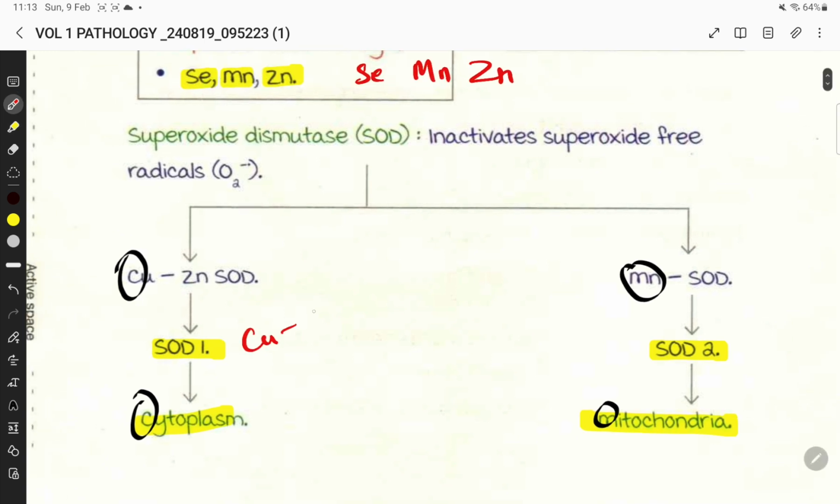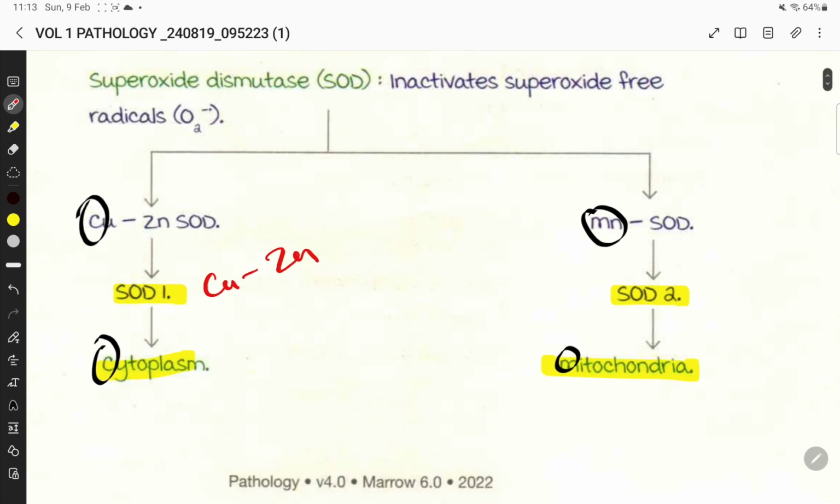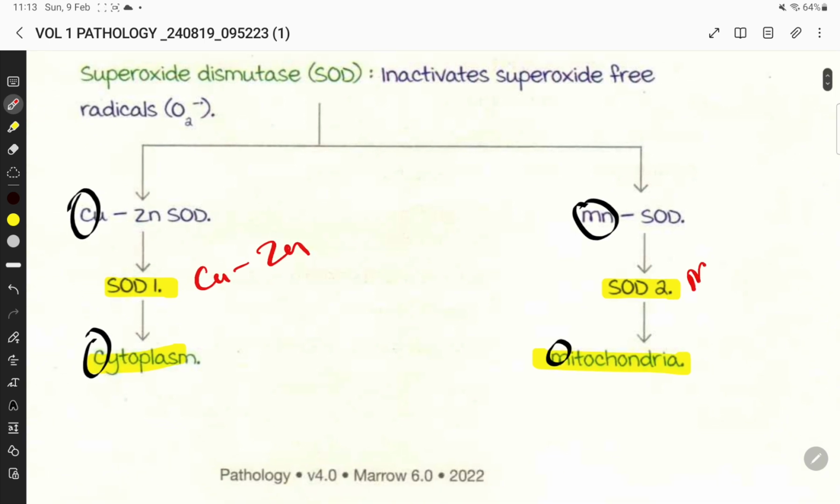SOD1 is copper zinc superoxide dismutase and SOD2 is manganese superoxide dismutase.